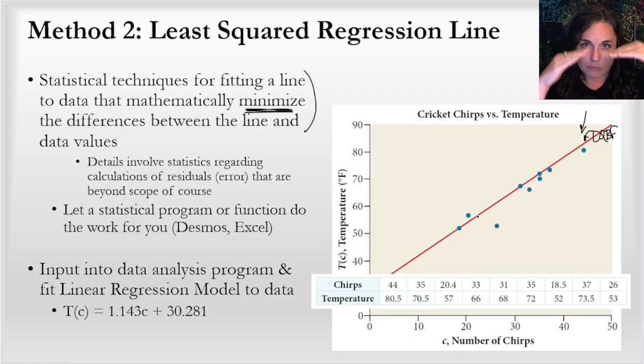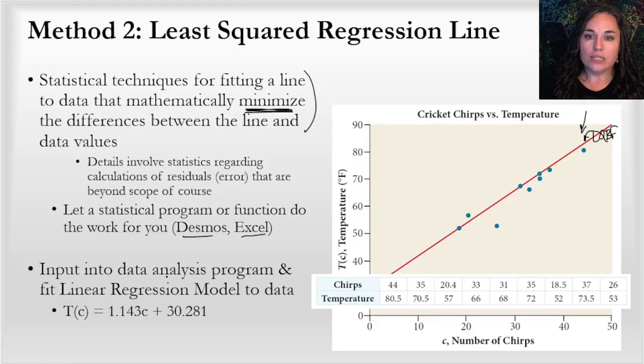So when the computer does some calculations, and I just put broadly here, these are details that involve statistics regarding calculation of residuals, or what's called error, that are beyond the scope of the class. You don't need to know how least squares regression works at all. That is not the point of this class. What I need you to know is how to program in Desmos or Excel a regression and get the output. Okay, so we're going to just work on the output of it, not how it works. We'll leave that as a black box for now. We're going to look at the output of it.